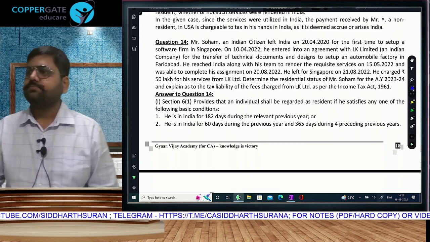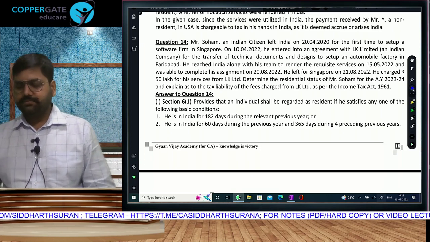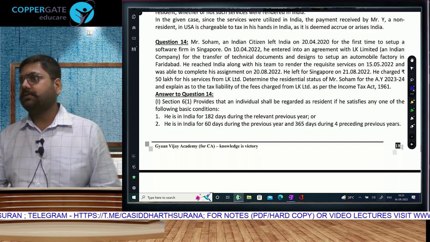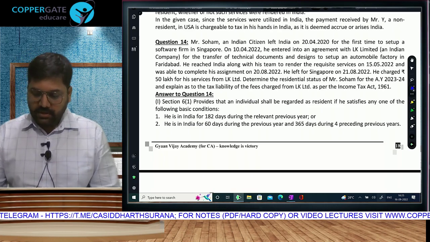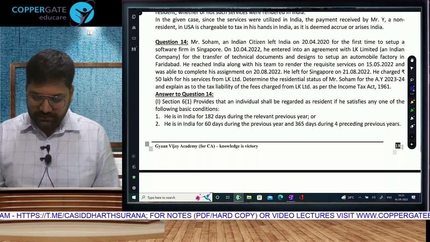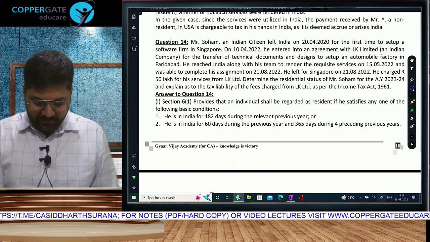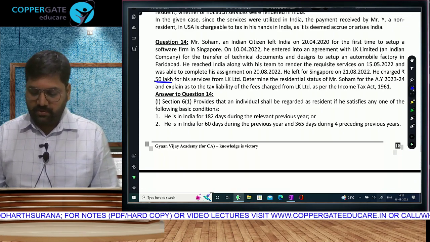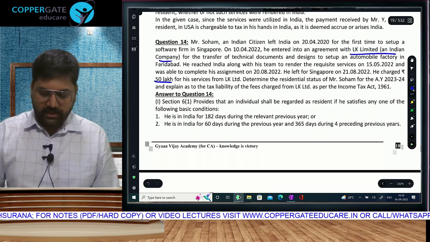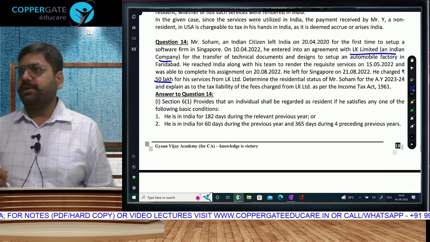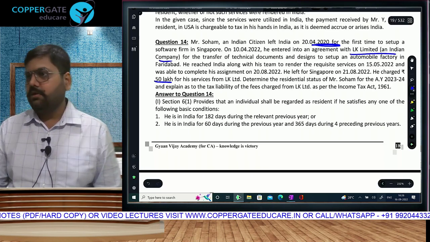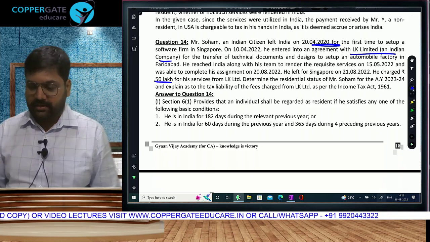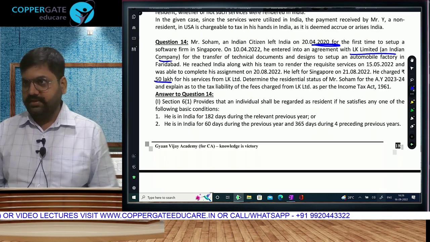Okay, understand. First, we will have to decide his residential status, because he is being paid how many rupees? 50 lakh rupees for the services that he has provided to an Indian company, LK Limited. Firstly, since childhood he was in India because he left for the first time in 2020. Every time we are asked to compute the last 4 years or anything like that, we have an answer to that. Is that clear?